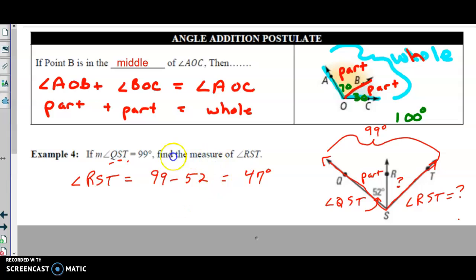And also, notice here it says find the measure of angle RST. So actual proper notation for that, instead of writing out the word measure, we can put a little script M in front of the angle symbol, and so that just means the measure of angle RST.